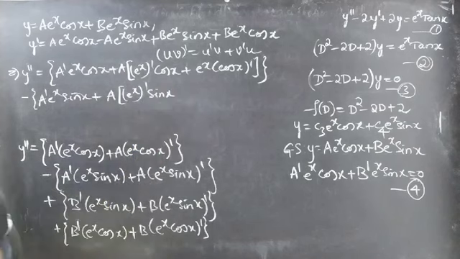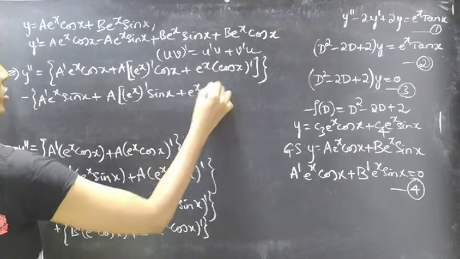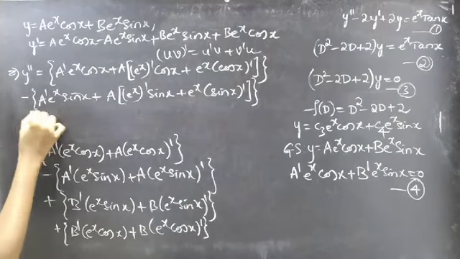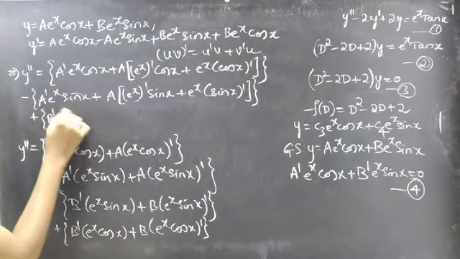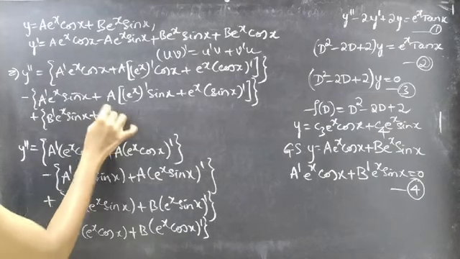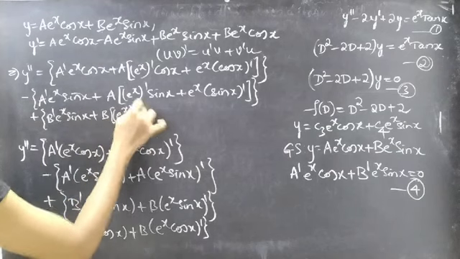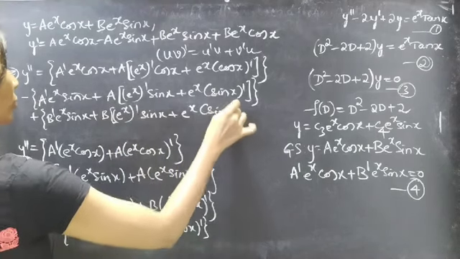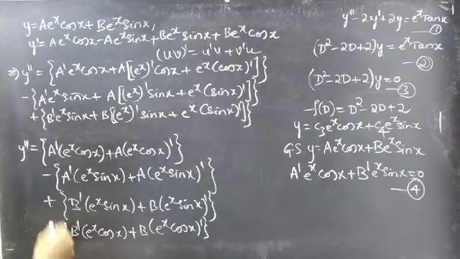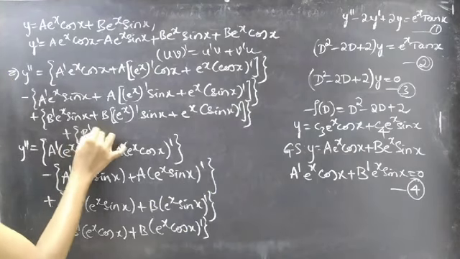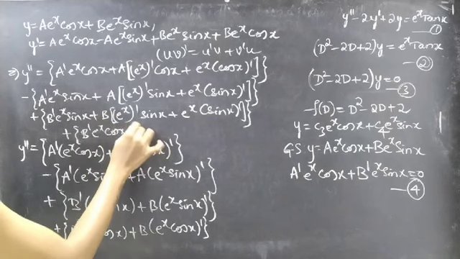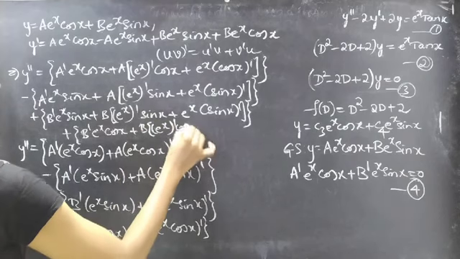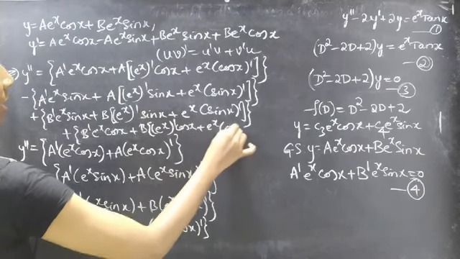Again, you need to apply the UV whole dash formula here. Plus e^x into (sin x)' plus b' e^x sin x plus b into (e^x)' sin x plus e^x into (sin x)' plus b' e^x cos x plus b into (e^x)' cos x plus e^x into (cos x)'.